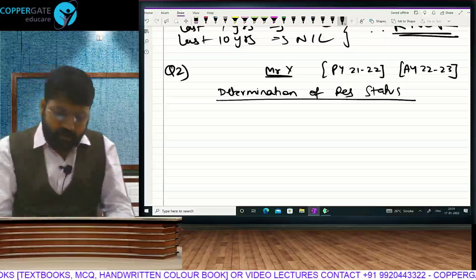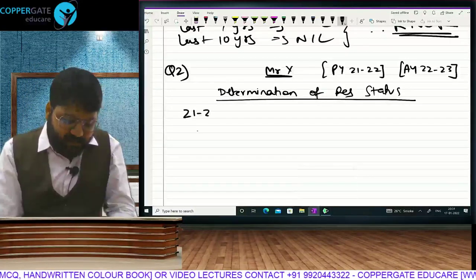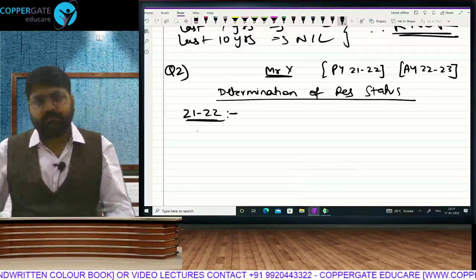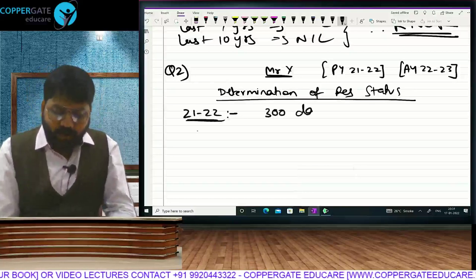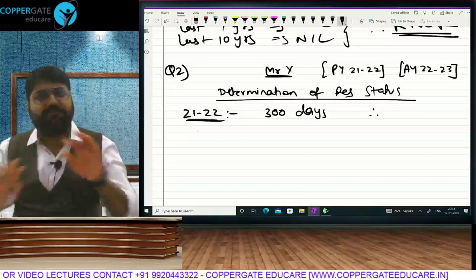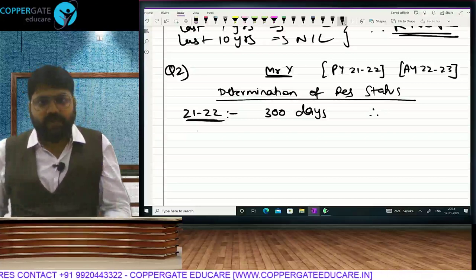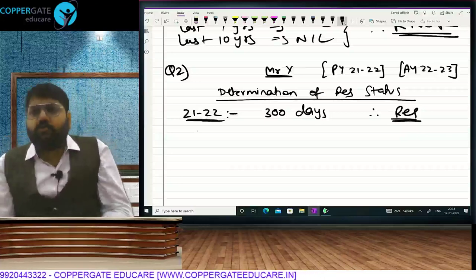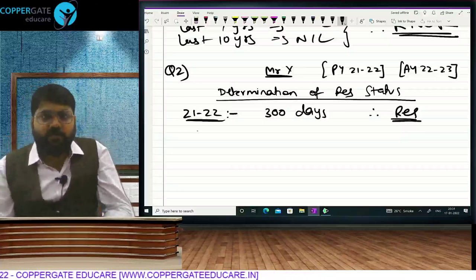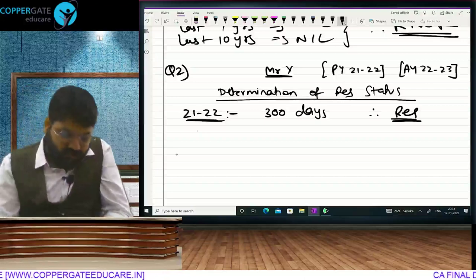Okay. So please tell me. Question number 2. What is his stay of 21-22 that clearly is given to you in the question? 300 days. Once you have crossed 182, you don't have to use your brain at all. What's your answer to step number 1? Resident. If your answer to step number 1 is resident, then you have to perform one more step. Step number 2. What do you decide in that? ROR or NOR. What do you check?